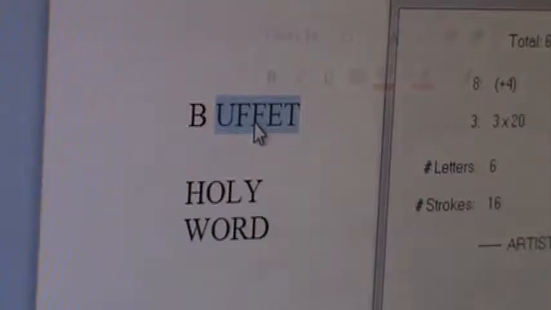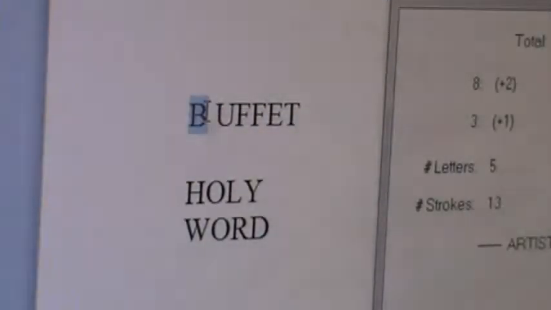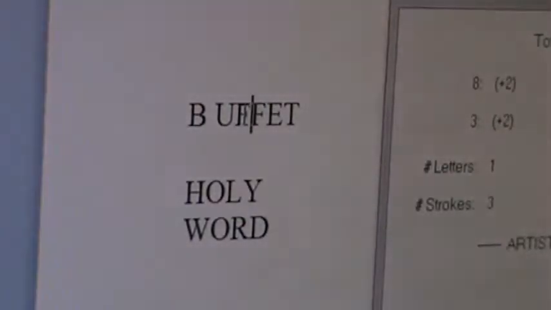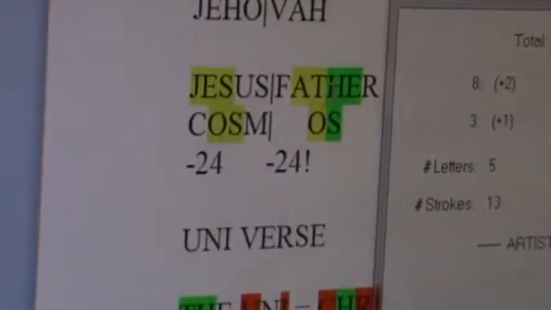I have often eaten a buffet lunch at noon. So there's Father on the end. And then here's your B, which is 2, to point to Christ. Okay, now this is really cool because you can slice it, and we've been seeing this like crazy all day long with the previous words that we were talking about.